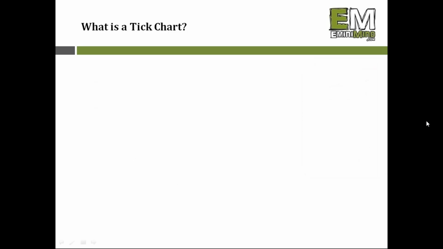So the first thing I want to talk about is the tick chart. When we're talking about a chart, most of the time folks are looking at a time-based chart, a 5-minute chart, an hourly chart, a 30-minute chart. A tick chart is just a slight variation on that, where instead of looking at a duration of time, we're looking at a number of transactions. A tick chart is based on a certain number of transactions.